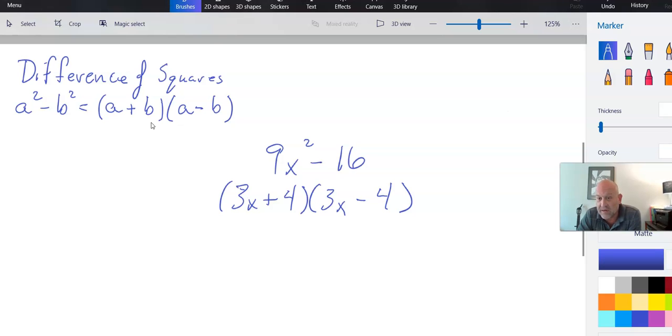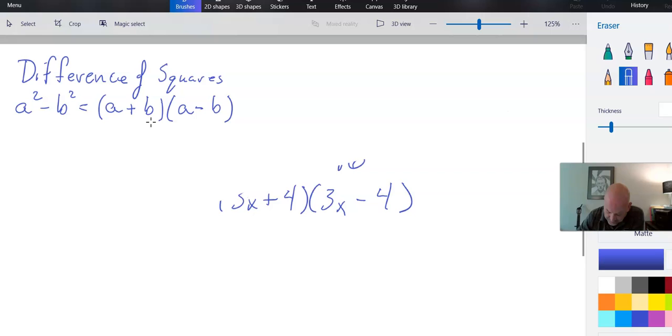And it's kind of nice, right? It's just a matter of recognizing that the first and second terms are perfect squares, and then noting that it's a difference between them, right? There has to be a subtraction in between, otherwise this won't work. Okay, so those go pretty quick once you recognize them as the difference of squares.